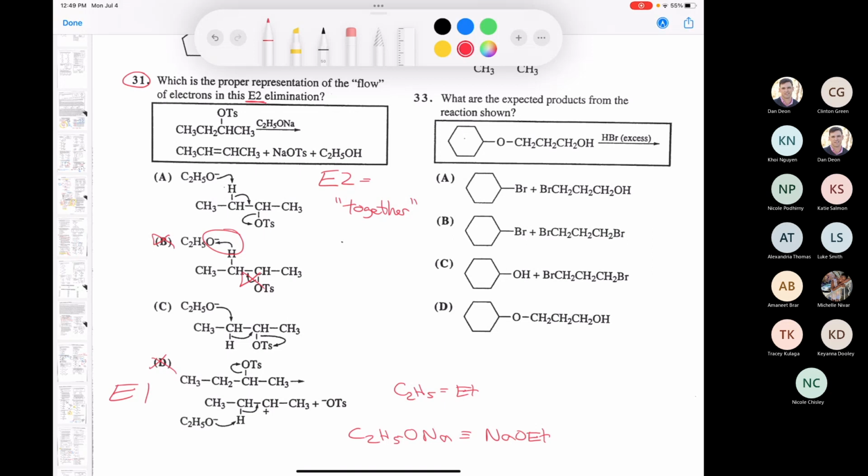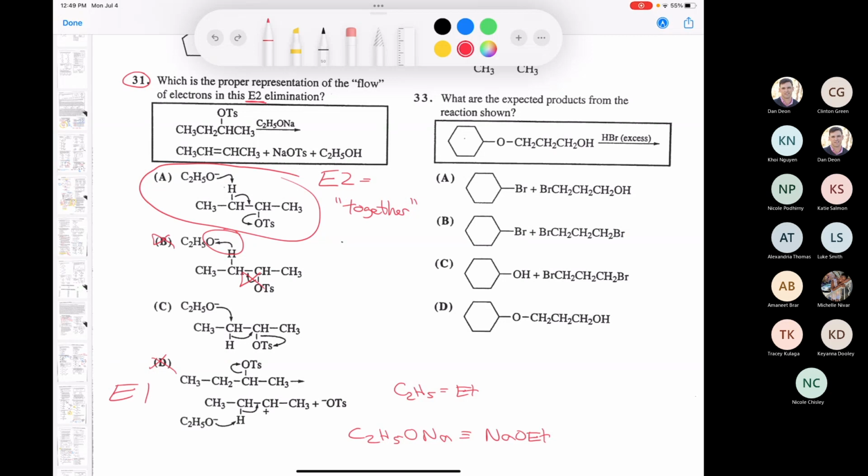All right. What else? What about C? This is just plain wrong. Why would the ethoxide attack a carbon that's not even electrophilic? I mean, E2 is this. It's where you rip off a proton, form a double bond, and then lose your leaving group. This is the proper E2 mechanism.